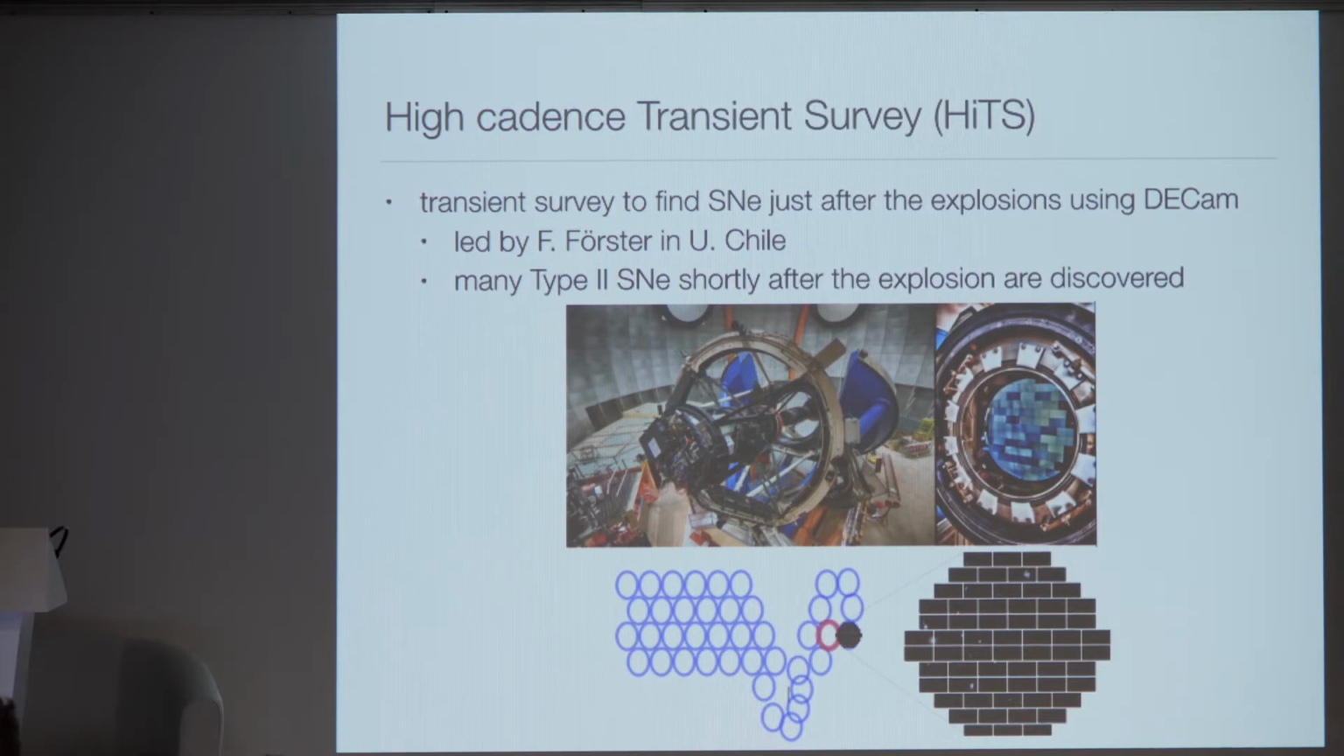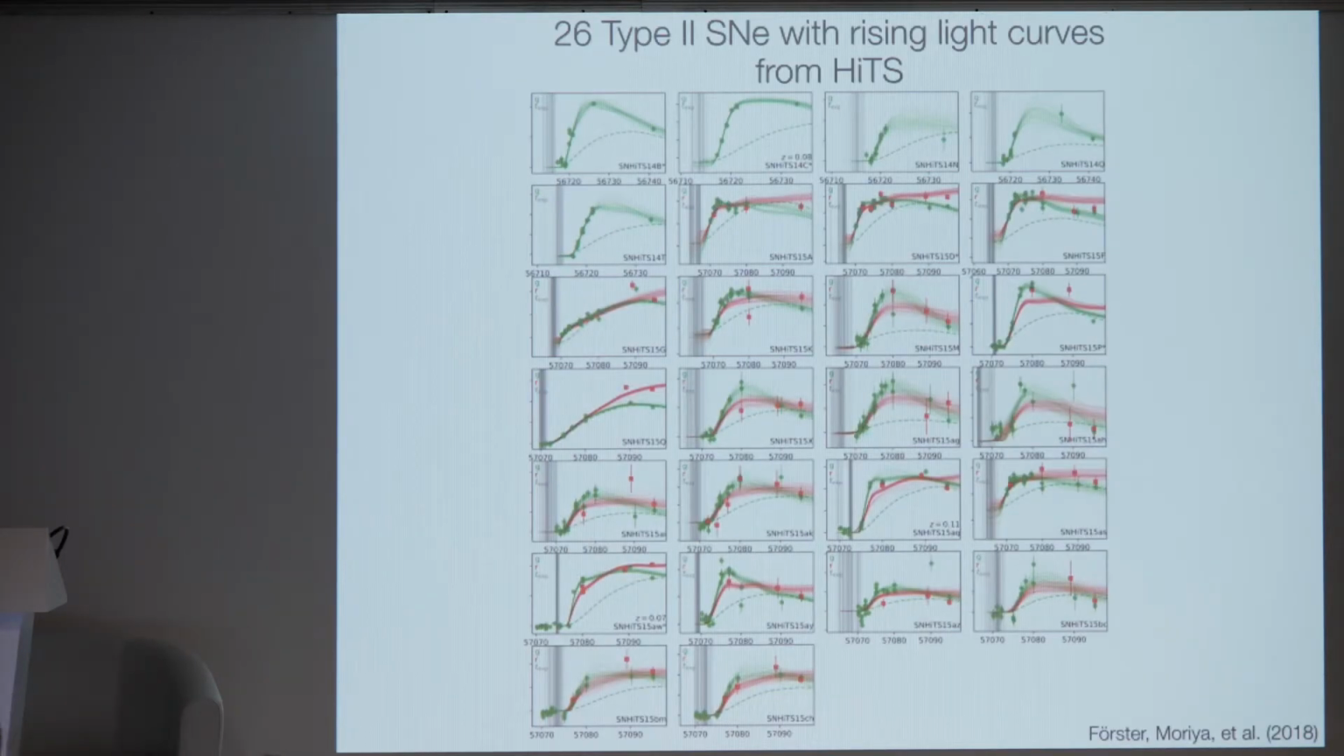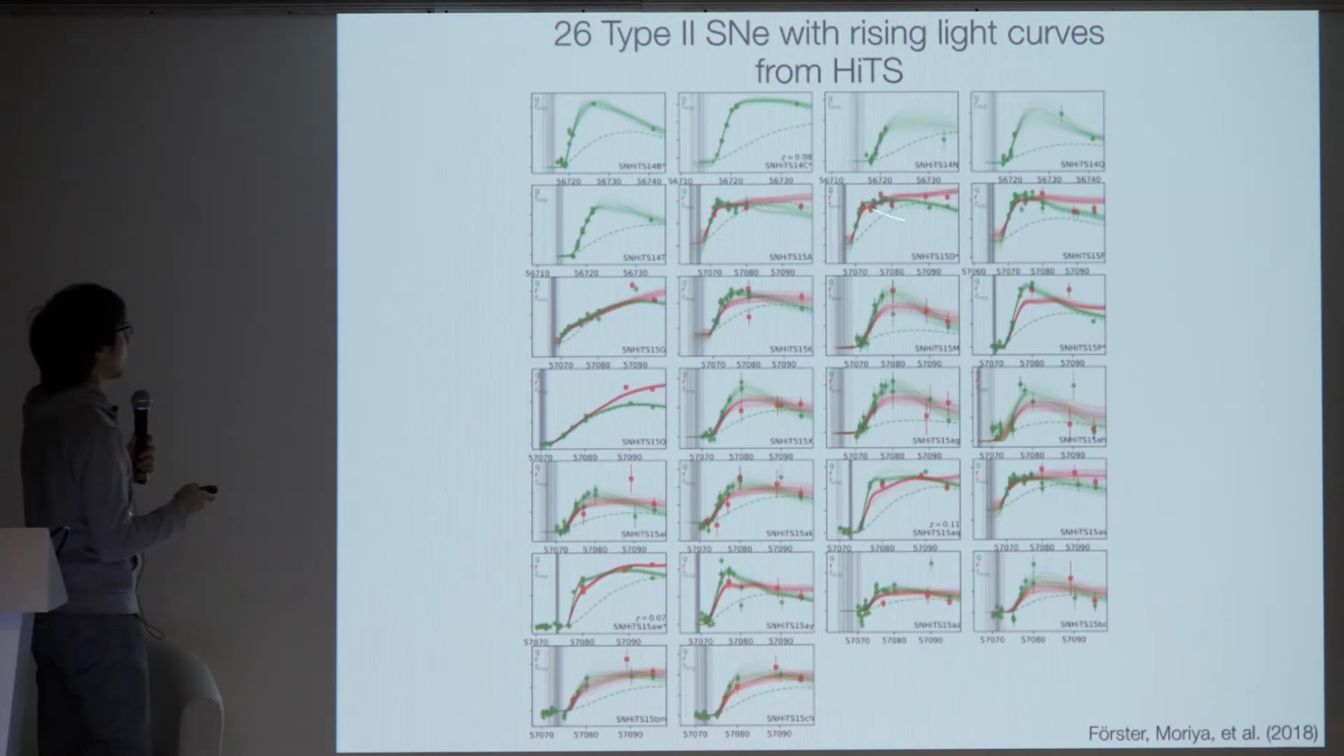And what they found is that they basically found a lot of supernovae, and they found 26 type 2 supernovae just after the explosion. So these are all type 2 supernova light curves, 26 of them. And as you can see, all of them have the information on the rise time. We don't have spectra at the beginning, but we fitted our model with circumstellar matter to see how much circumstellar matter is required to explain this early light curve.